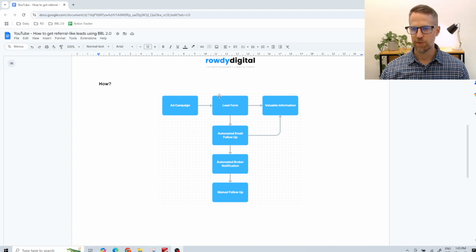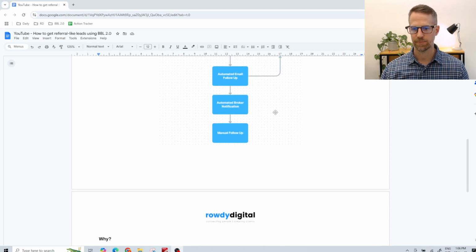We leverage Facebook lead forms to collect their contact details in exchange for us providing that valuable information, usually via a PDF or via a link. There's automated email follow-up that goes straight away to the lead. There's automated broker notification straight away going to the broker, which then allows the broker to do manual follow-up, as well as obviously the lead potentially contacting the broker directly because we pass on the broker's details.